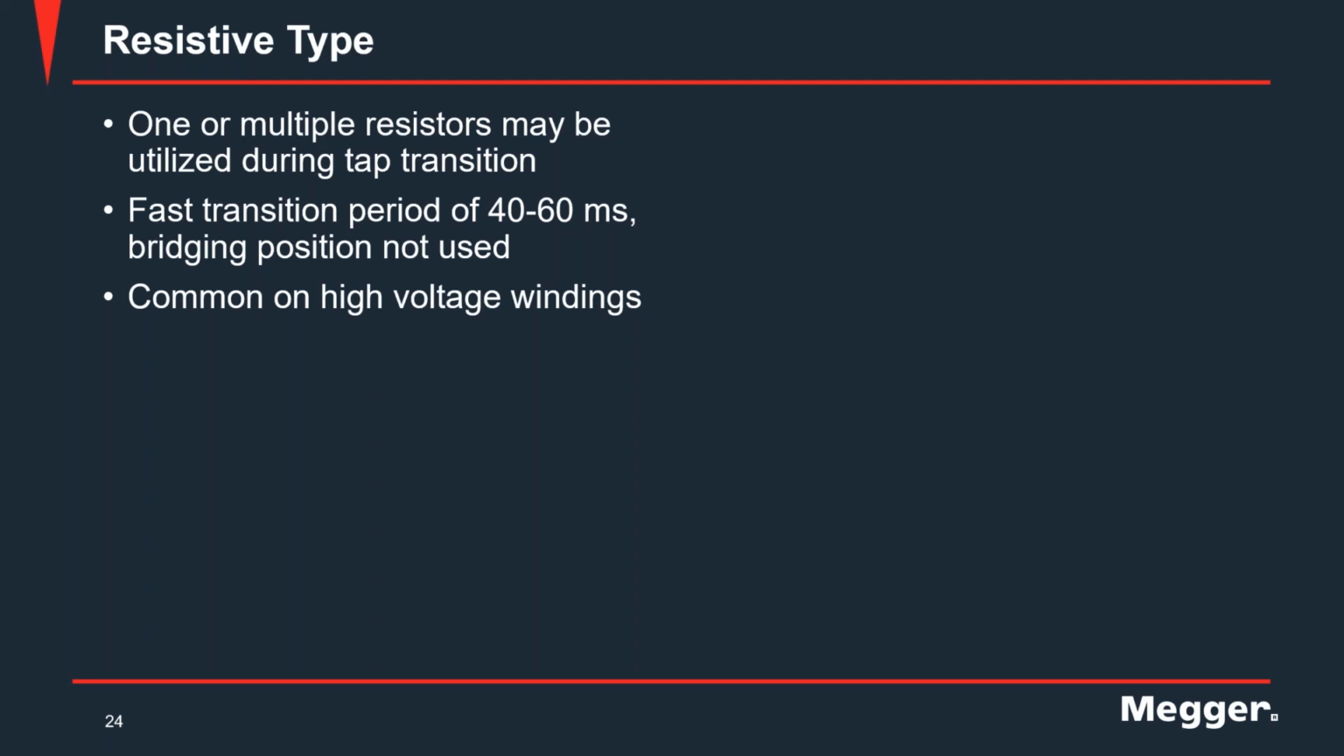In this case, one or multiple resistors are used in order to transition from one tap to the next. And these type of OLTCs generally have a relatively fast operation time. So like I've shared on the screen, they could be in the range of 40 to 60 milliseconds in some cases. And because this is a fast acting mechanism, there isn't any use of bridging positions. You'll find these resistive tap changers common on many high voltage windings.